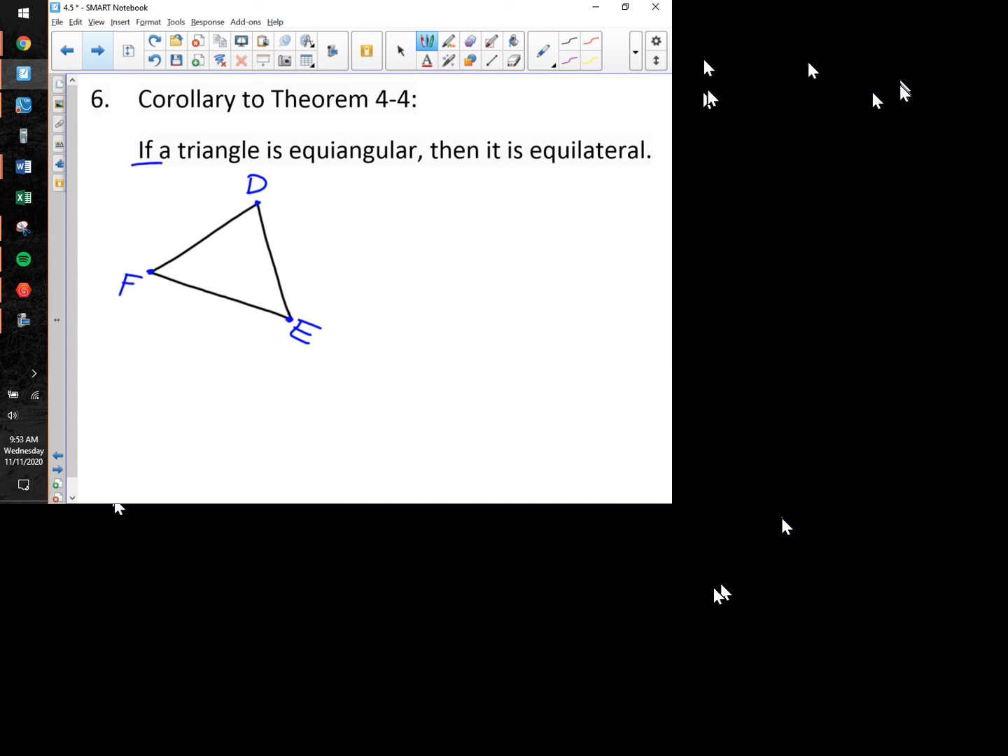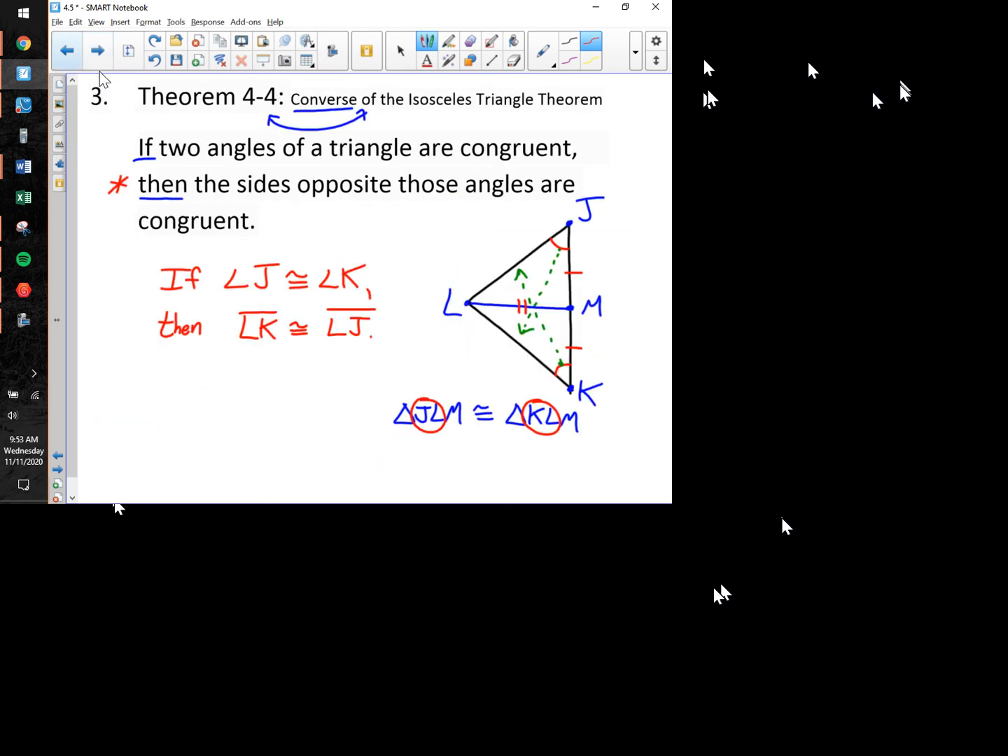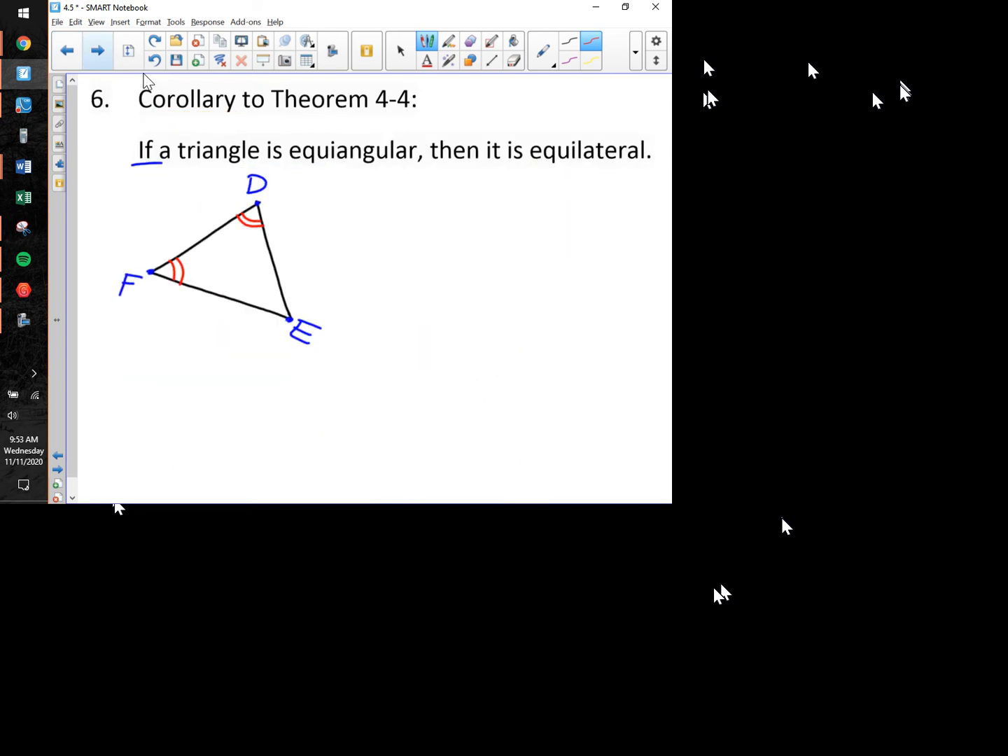If the triangle is equiangular. Equiangular means all angles are congruent. So if angle D is congruent to angle F, let me just stop right there. If a triangle has two congruent angles, nope, this one here. If two angles of a triangle are congruent, then the sides opposite those angles are congruent. Oh, so where were we right here? Two congruent angles means that their opposite sides, this one over here and this one over here, they have to be congruent to each other as well. So line segment DE has to be congruent to line segment FE.